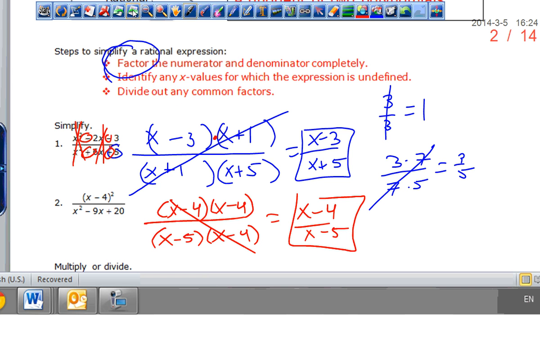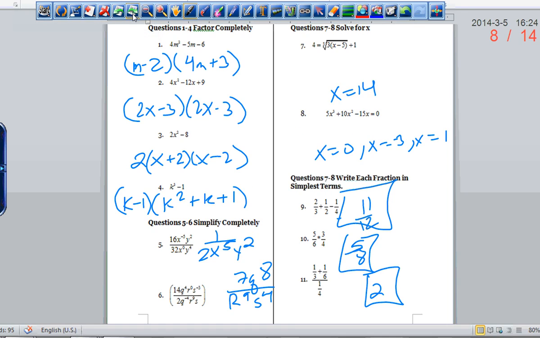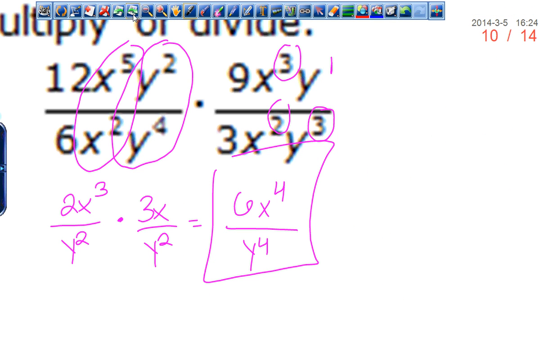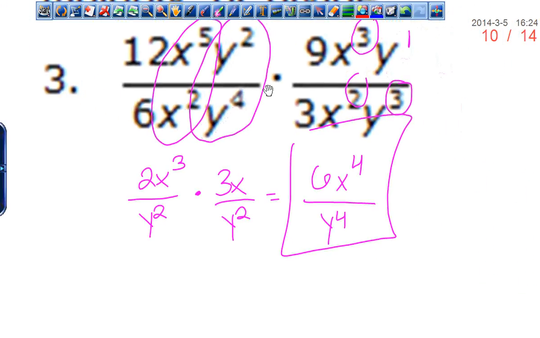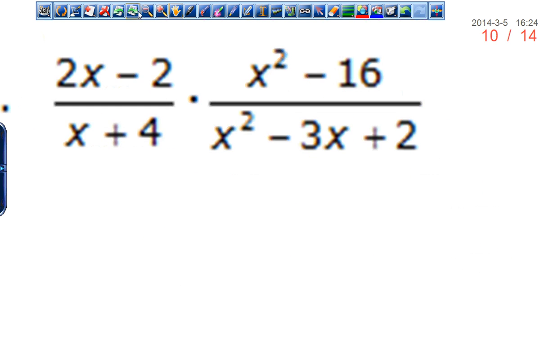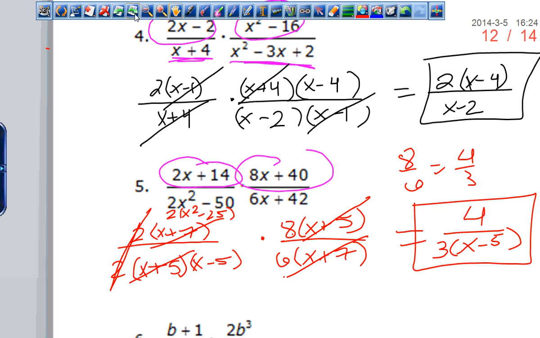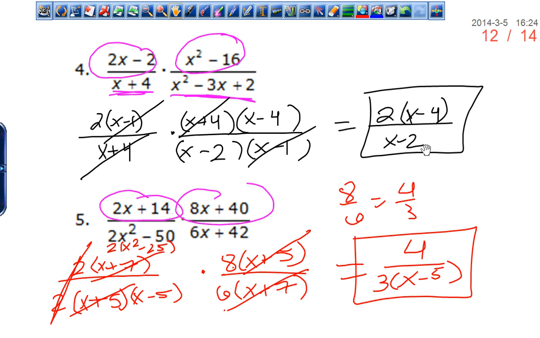Cool. So on number, let's see here. Here we go. There's number 3. 6x to the 4th over y to the 4th. You can cancel stuff out ahead of time like we did here. 12 over 6 is 2. Those cancel, or don't cancel, they reduce. There's that. Number 4 apparently is on the next page. Here we go. There's number 4, 2 times x minus 4 over x minus 2.